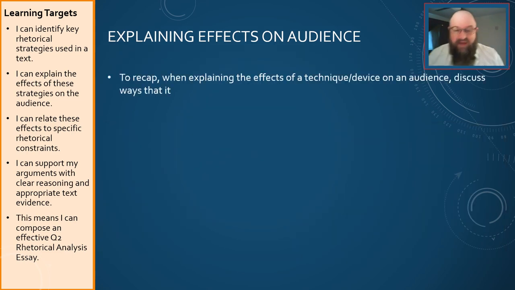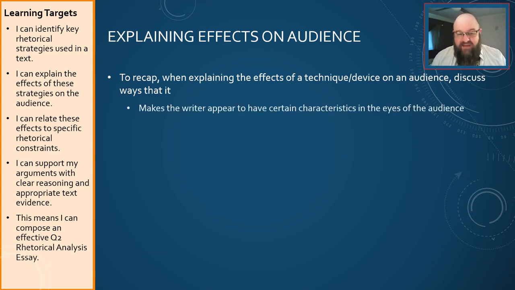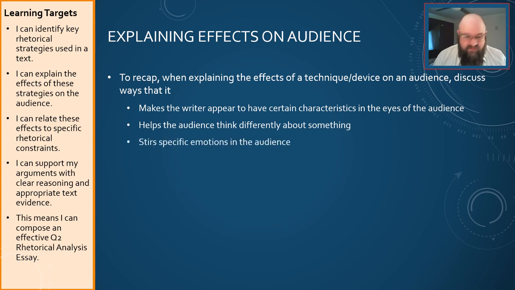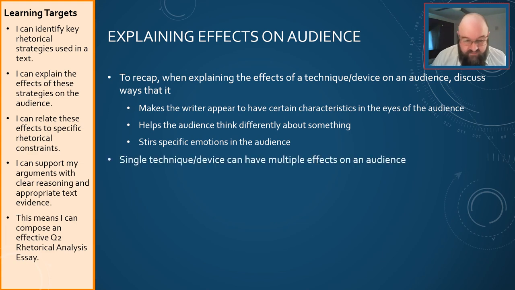All right, to recap, when explaining the effects of a technique or device on an audience, make sure that you discuss ways that it either makes the writer appear to have certain characteristics in the eyes of the audience, helps the audience think differently about something, or stirs specific emotions in the audience, or some combination of those three things.